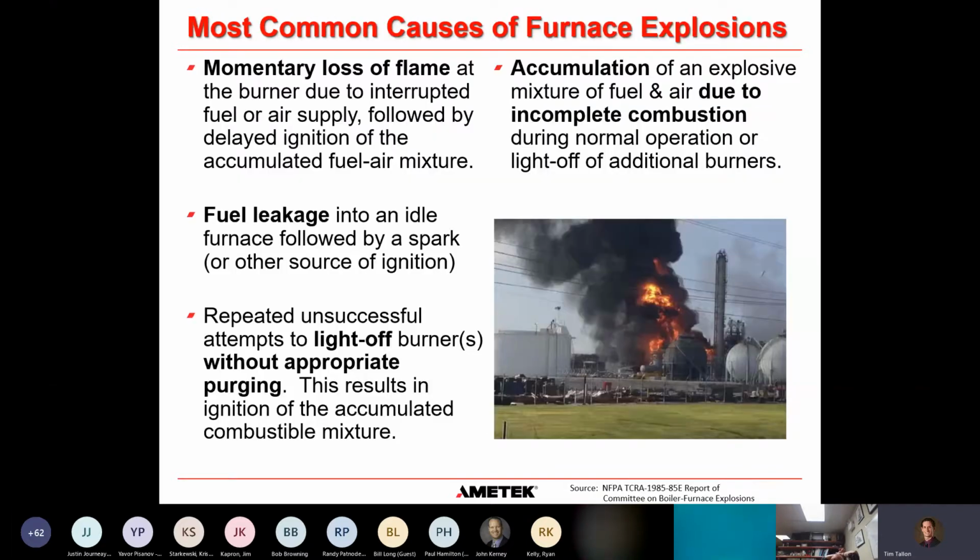So let's talk about the most common causes for furnace explosions. According to the NFPA, there are several, and they all revolve around the concept of an accumulation of an explosive mixture. You could have a momentary loss of flame due to interrupted fuel or air supply. You could have fuel leakage into an idle burner. You could have unsuccessful light-up attempts that are not followed by proper purging. Or you could have an accumulation of an explosive mixture for other reasons. That concern of monitoring for an explosive mixture is an important part of our discussion today.